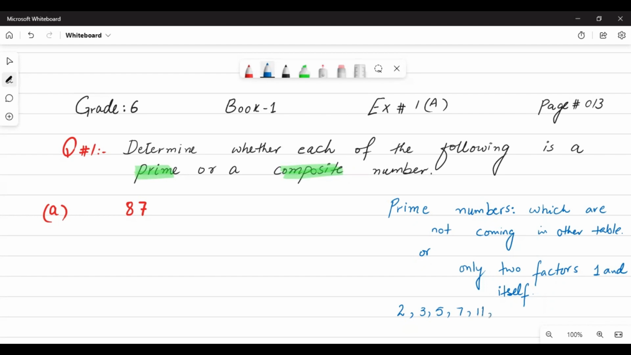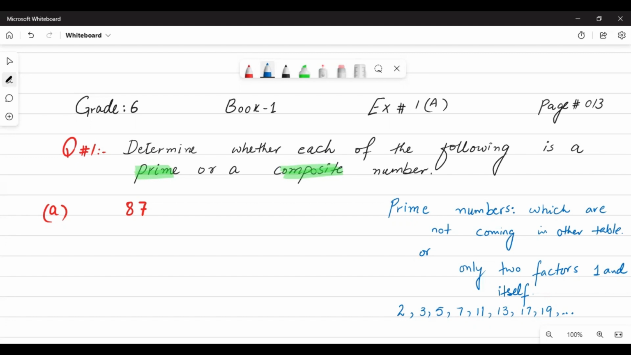11 is a prime number. Then 13 is a prime number. 14, 15, 16 are not. Then 17, then 19, and so on. They are the prime numbers. So remember, beta, 2 is coming in only its own table. 3 is only in its own table. 5, 7, 11, 13, 17, 19. All these numbers are divisible by themselves only. They are not coming in any other table.